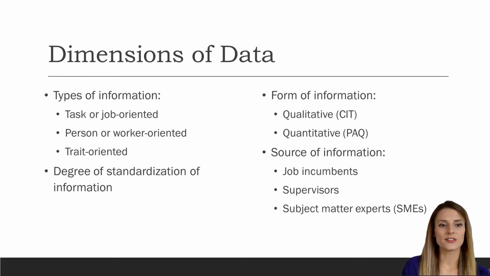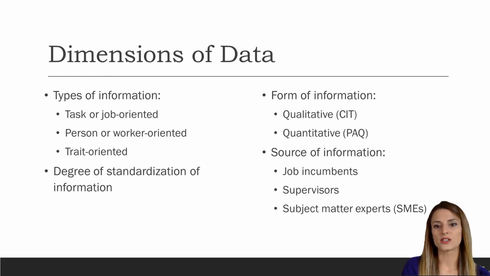This is a summary of the different dimensions of data we might gather through the work analysis and job analysis processes. Types of information: we can collect information about the job and about the people doing the job. Avoid trait-based systems because they are not as legally defensible as task or person-oriented approaches. It also helps when the method of collecting data is highly standardized. There are different degrees of standardization. I will show you at the end of this lecture some of the more standardized ways of collecting information.